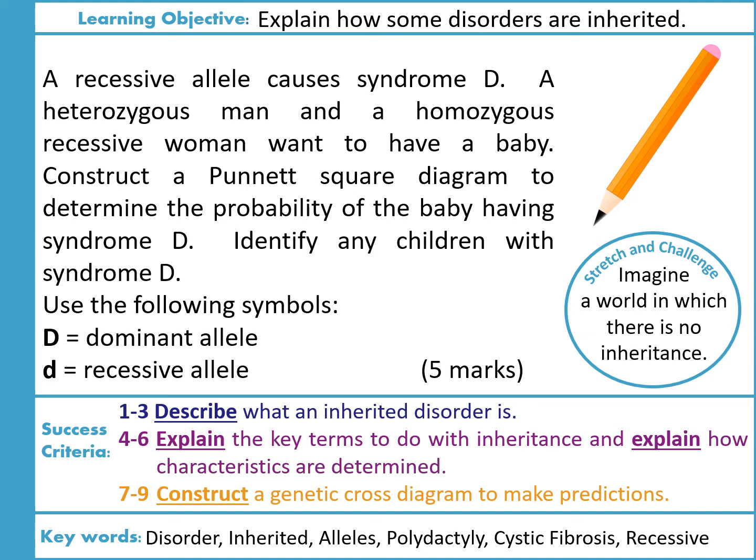Okay, so we have a heterozygous man and a homozygous recessive woman who want to have a baby. Construct a Punnett square diagram to determine the probability of the baby having syndrome D. Identify any children with syndrome D and use the following symbols: capital D for dominant, lowercase d for recessive. It's always the capital letter for the dominant, it's always the lowercase letter for the recessive. Okay, pause the slide and just have a go at that.